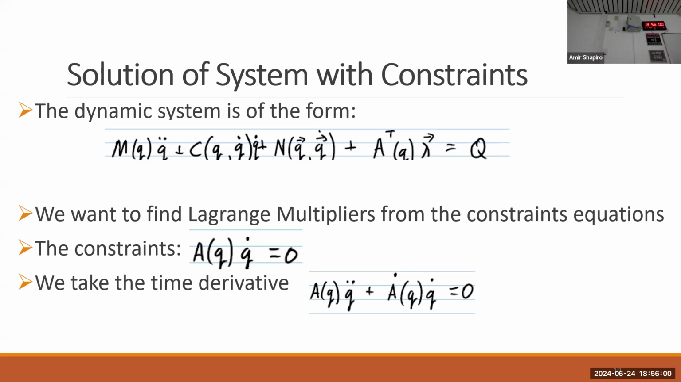Recall that the constraint is A q dot equals zero. This is our constraint. So we need to solve this with our constraint equation. So how do we do this? We take the time derivative of the constraint, which is A q double dot plus A dot q dot equals zero.